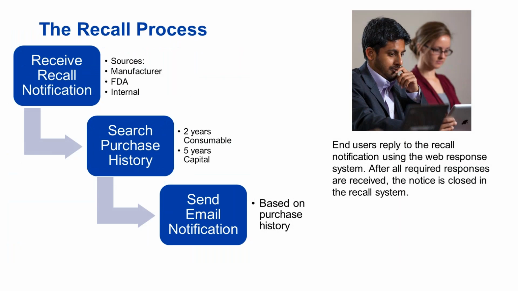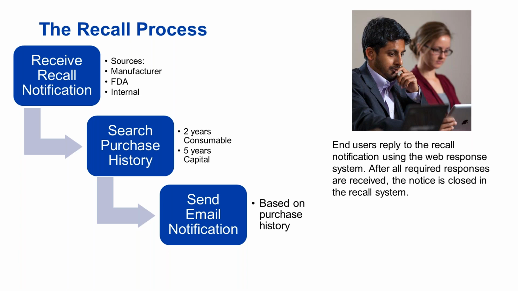When we receive a recall notification, and this is just a visual going over additional information, we look at where we're coming at, our sources. Then we do a search for our purchase history. Now, if it's a consumable, we go back 2 years in our item master and look at our purchase history related to that. If it's capital equipment, we go back 5 years. If it's something that may have a slow turnover, we might go over additionally.